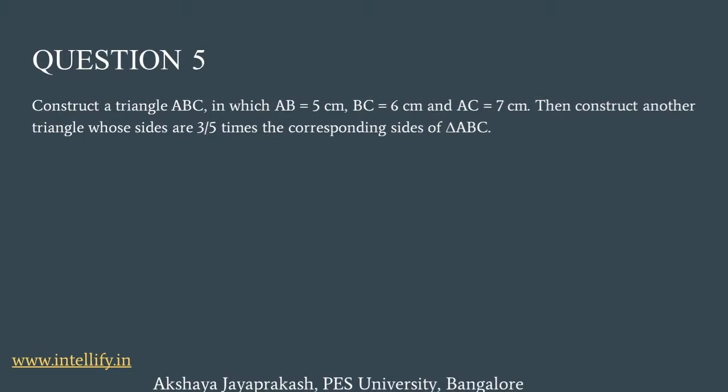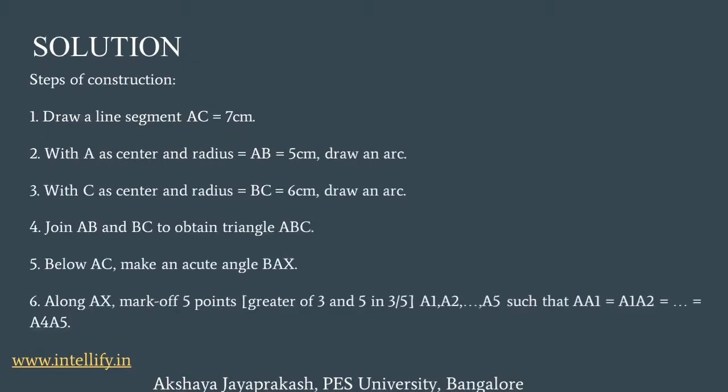Question 5. Construct a triangle ABC in which AB is equal to 5 cm, BC is equal to 6 cm and AC is equal to 7 cm. Then construct another triangle whose sides are 3 by 5 times the corresponding sides of triangle ABC. Let's start off again by drawing the side of the triangle which is the largest, and in this case it's AC, which is equal to 7 cm. With A as the center and radius AB equal to 5 cm, draw an arc. With C as the center and radius BC equal to 6 cm, draw another arc. Join AB and BC to obtain triangle ABC.